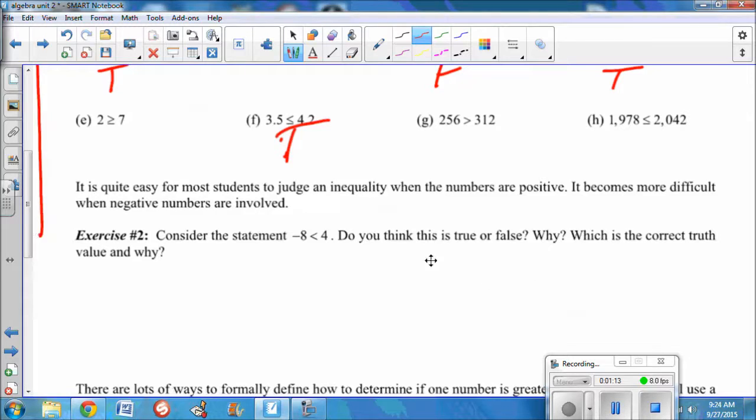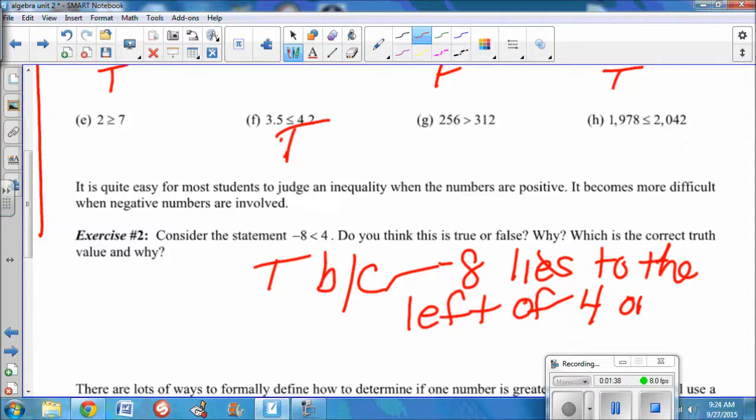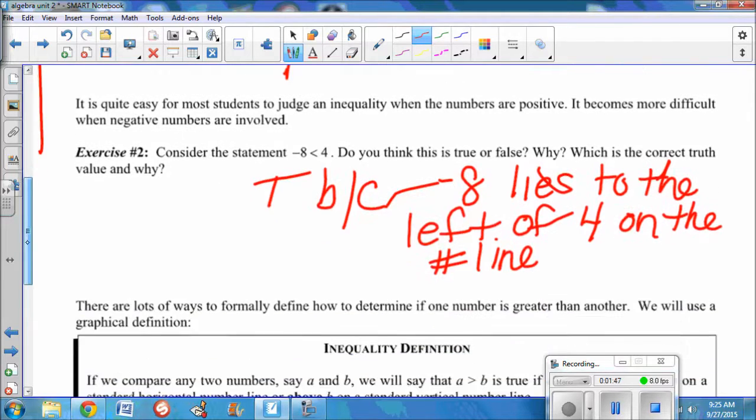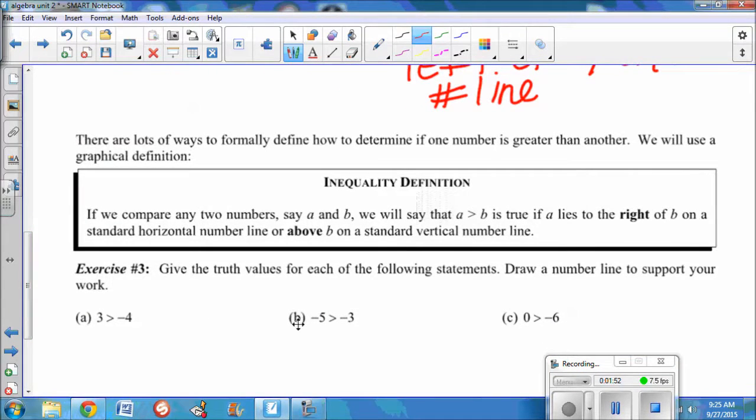Now let's dive into it a little bit more. It says, consider the statement -8 less than 4. Do you think that this is true or false? Well, we clearly know that that is true. And why is that true? Because -8 lies to the left of 4 on the number line. I'm trying to write in printing, not in cursive. I had some kids complaining that they couldn't read the cursive, so I'll do my best.